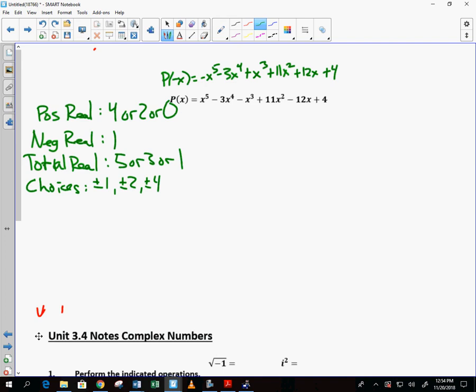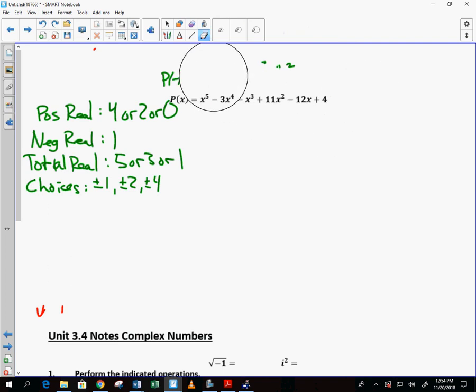Oh, Mr. Gens, he's such a nice guy. Even though he gives us a fifth degree polynomial, he only gives us six choices. That's a pretty good deal. We'll take the trade-off, right? We'd much rather have that than this be three and this be 512. That would make us very sad, right? So maybe Mr. Gens did get a good night's sleep last night. Maybe he is a nice guy. Who knows? Jury's still out.